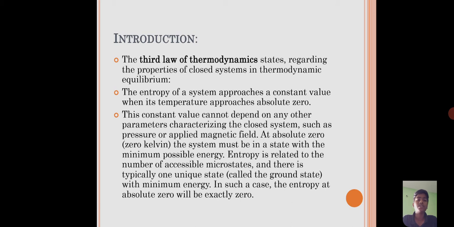At absolute zero, that is 0 Kelvin, the system must be in a state with the minimum possible energy. Entropy is related to the number of accessible microstates, and there is typically one unique state called the ground state with minimum energy. In such a case, the entropy at absolute zero will be exactly zero.